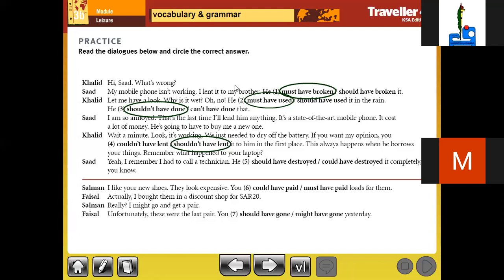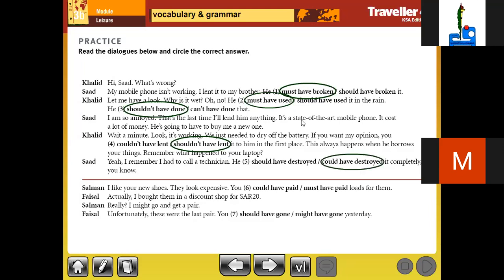This always happens when he borrows your things. Remember what happened to your laptop? Yeah, I remember, I had to call a technician. He should have destroyed or could have destroyed it completely. Something that was possible to happen, but it didn't. Which one? Could have destroyed or should have destroyed? I will answer could have destroyed.